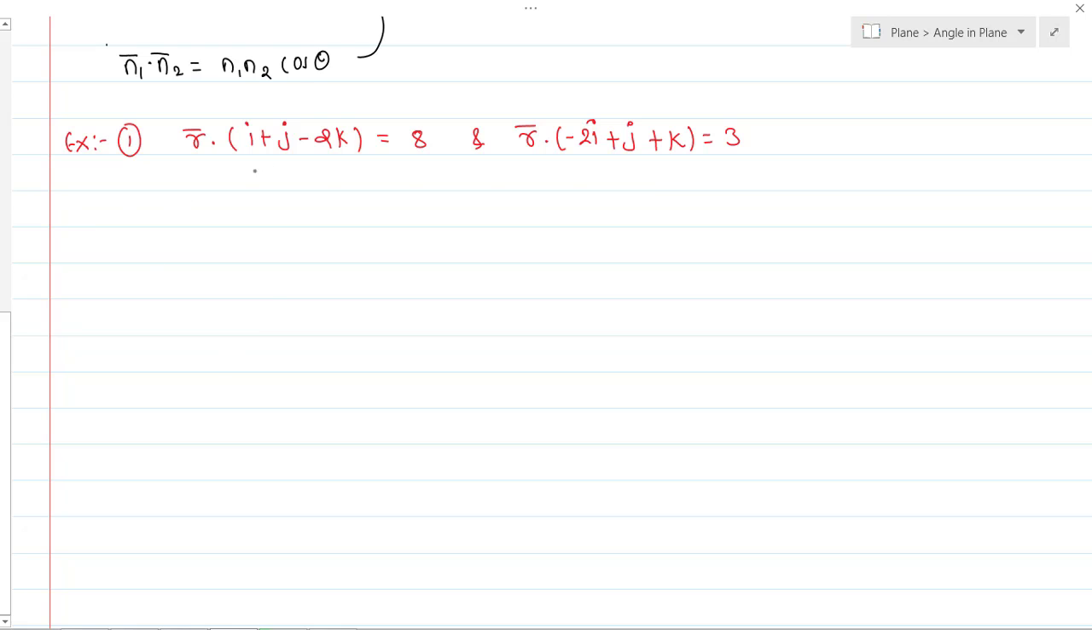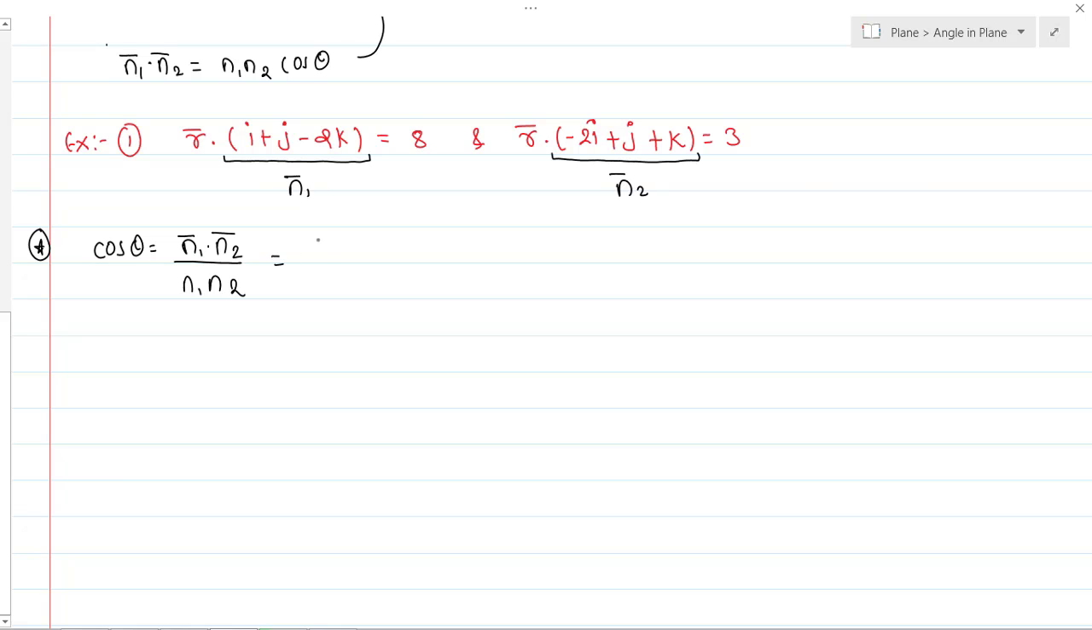If you compare this equation with the standard equation, this becomes my n1 bar and this becomes my n2 bar. We know that the angle between the planes is given by cos theta equals n1 bar dot n2 bar upon n1 n2.